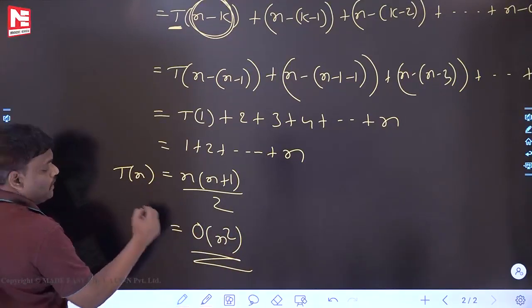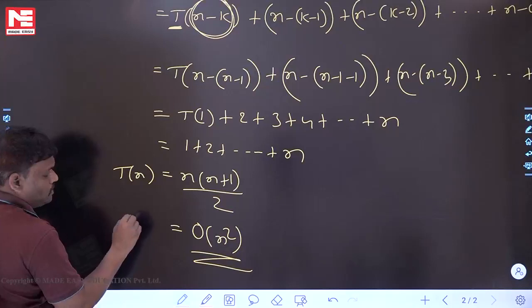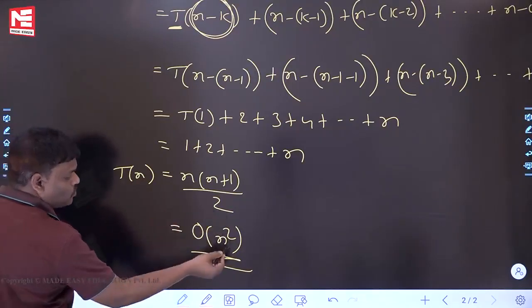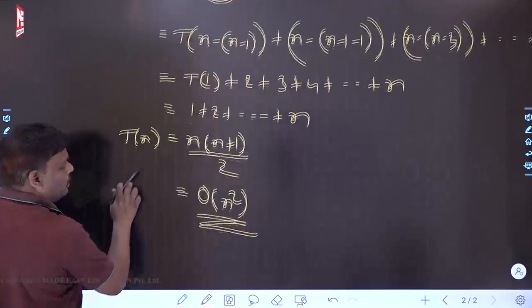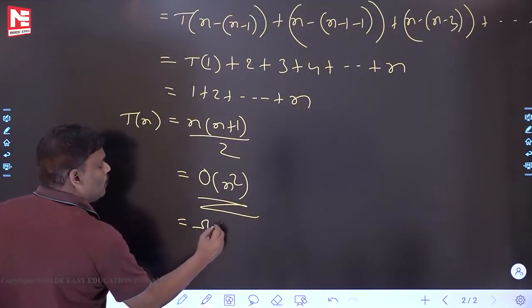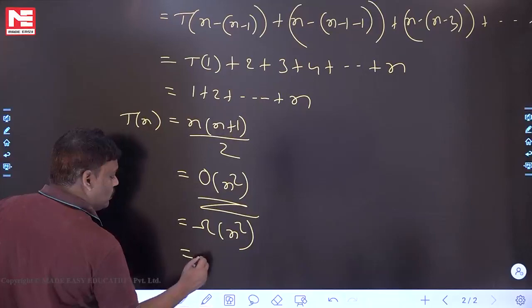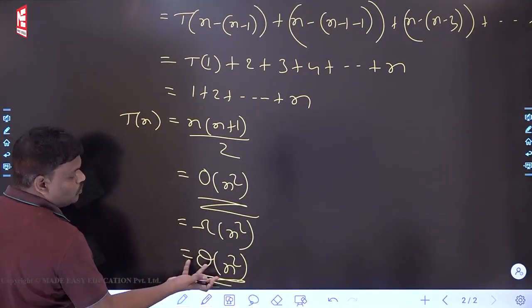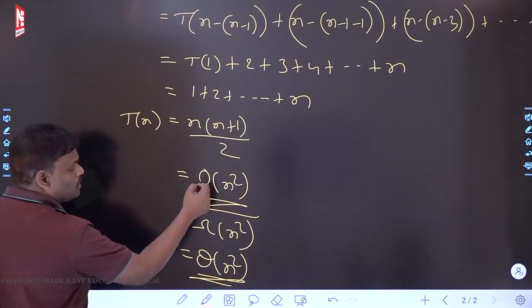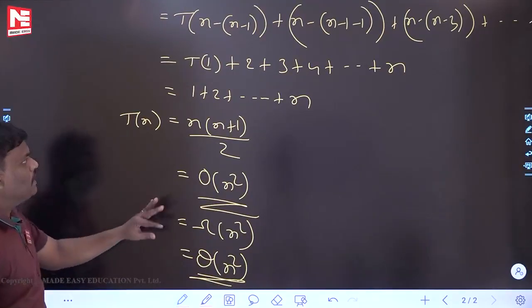And one more thing, left side, right side, the bigger functions are the same. Left side is n into n plus 1 by 2, right side is n square. Both the bigger functions are the same. You can write theta also. Omega of n square also you can write. Finally, theta of n square also you can write. That is the reason in some books theta of n square. Theta is there means big O is there, omega is there, because left side, right side are the same.